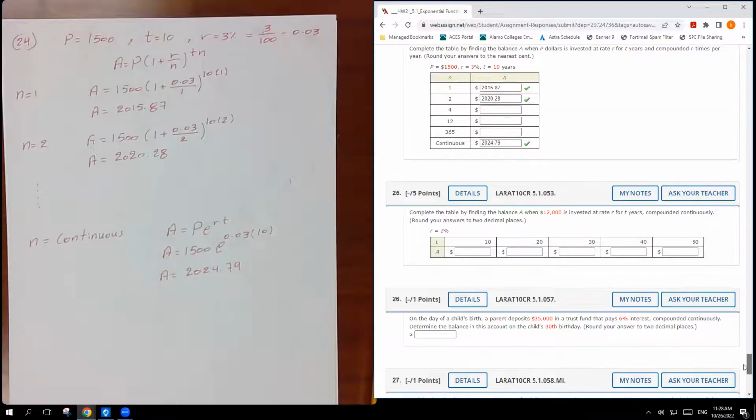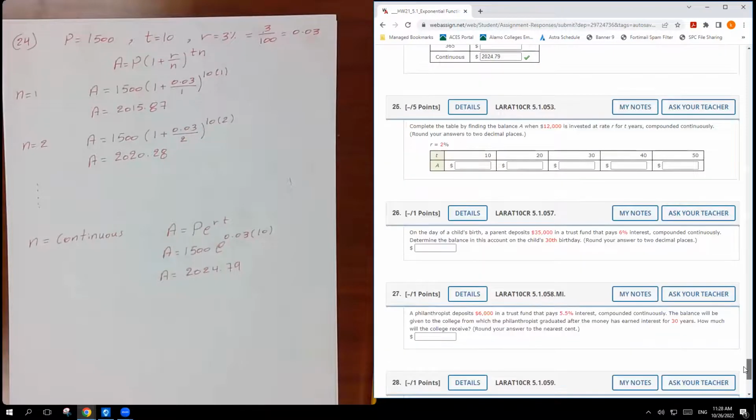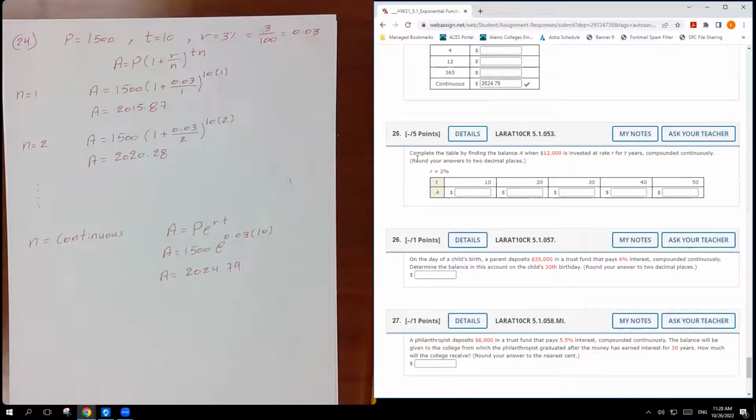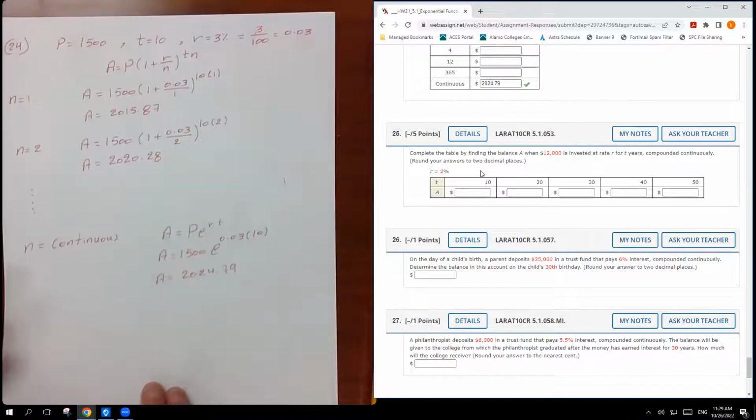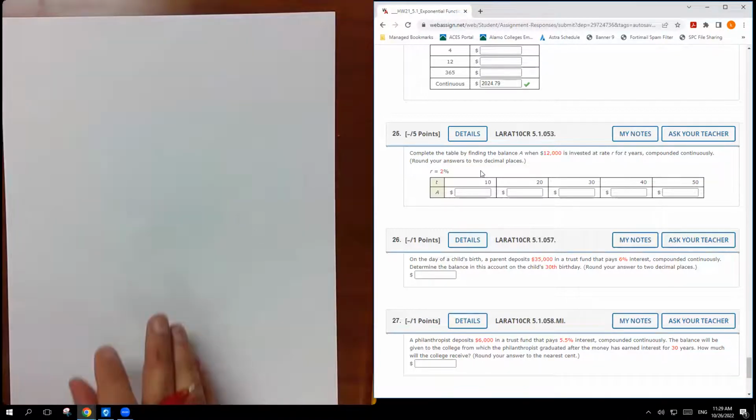Now, example 25, we're going to do exactly the same thing. Complete the table by finding the balance A when 12,000 is invested and the rate is compounded continuously, and round your answer. But how much is the rate? Oh, we have the rate is 2%. Okay, let's work on example 25.